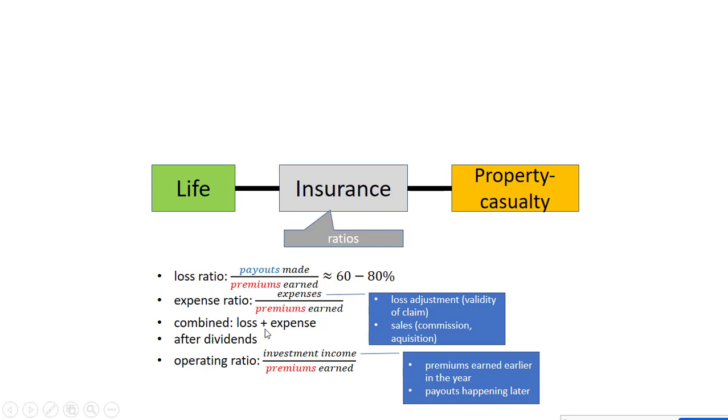And also we have the combined ratio, so loss plus expense, and we also have to take out the dividends. There can also be an operating ratio, so all the investment incomes and all the premiums earned, because there is always a lead-lag relationship between the premiums and the payouts. The premiums are paid earlier, at the beginning of each month, and payouts happen later on. So if we got the payment on the 1st of January, then maybe we have to make a payout on the 10th of January or 20th of January or maybe just in March. So until this point, interest can still accumulate, which actually improves the profitability of the insurance company.